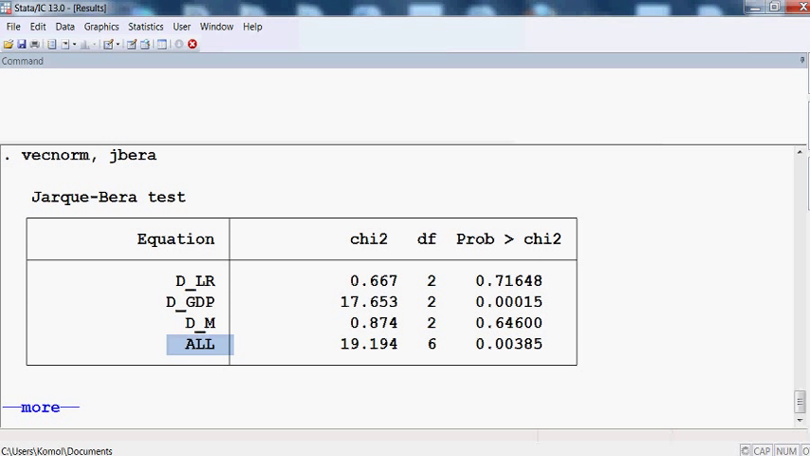Okay, for this model, what is the problem? For this model, in the whole system model, there is serial correlation, so that is not desirable. But one thing is good, our error correction model, which is DLR, the residuals are normally distributed, so we are happy about it.